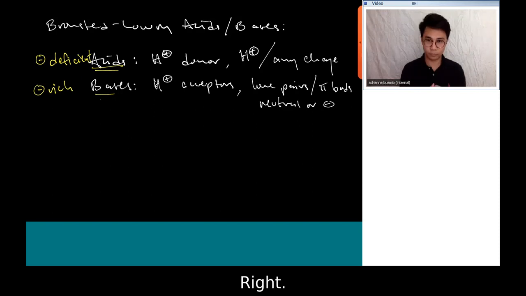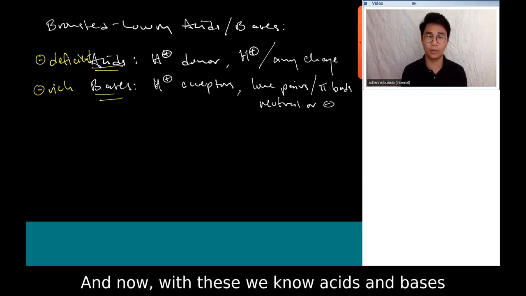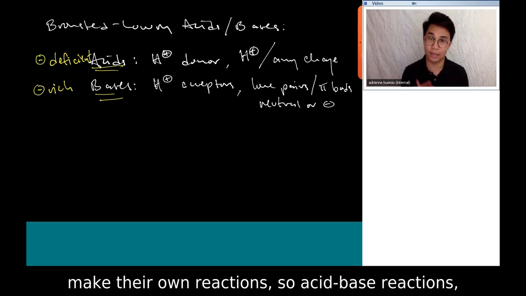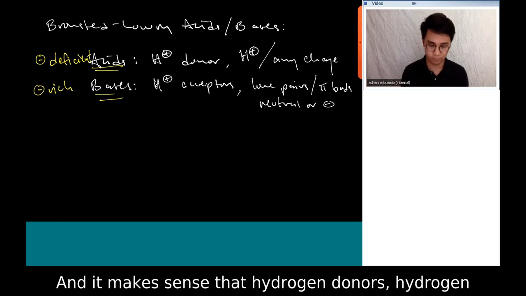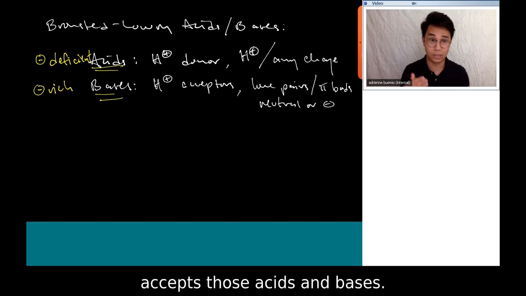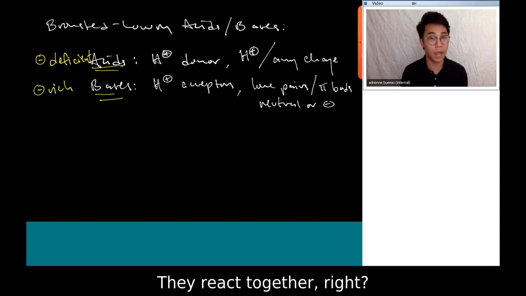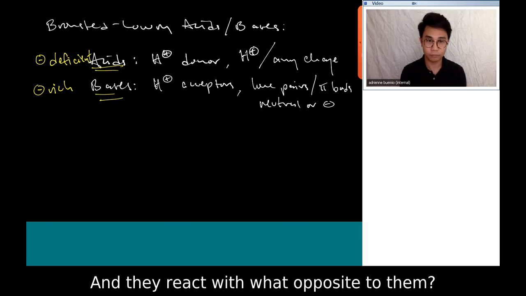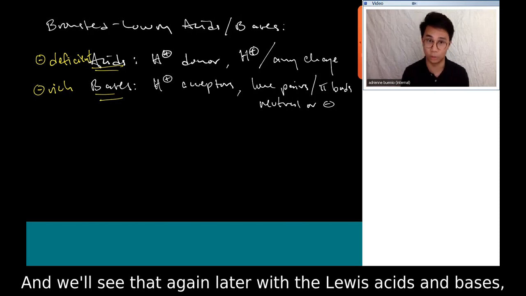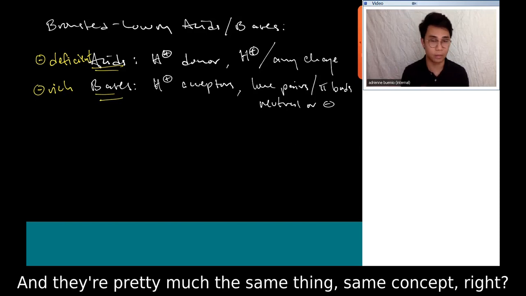And with these, we know acids and bases make their own reactions. So acid-base reactions, that's what they're called. And it makes sense that hydrogen donors and hydrogen acceptors, acids and bases, react together. That's just how it goes. They react with what's opposite to them. And we'll see that again later with the Lewis acids and bases as well. They're pretty much the same concept.